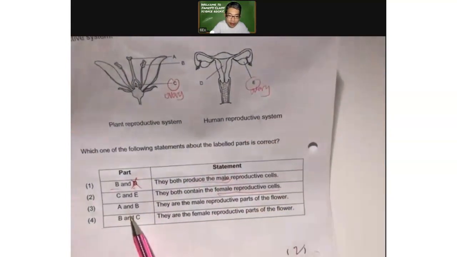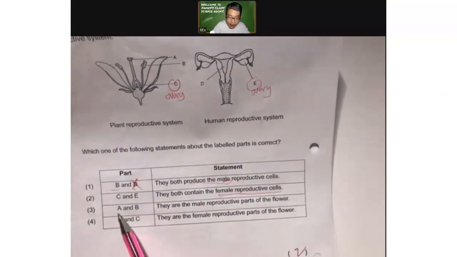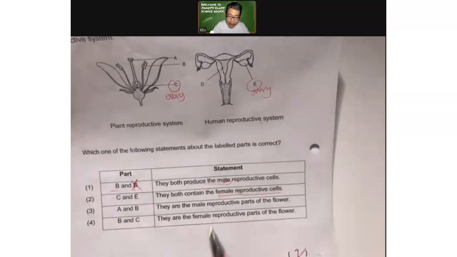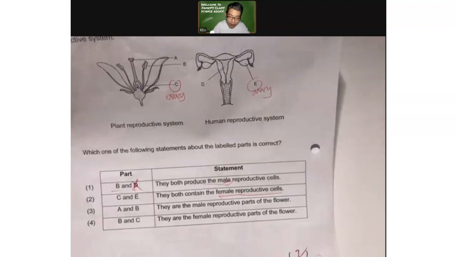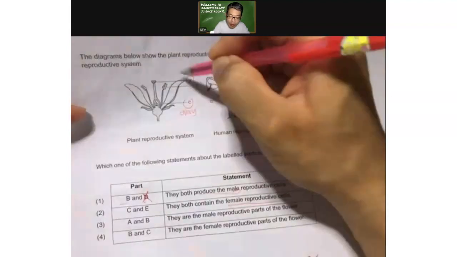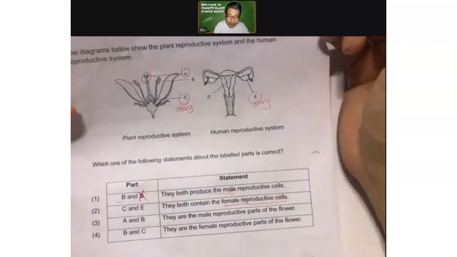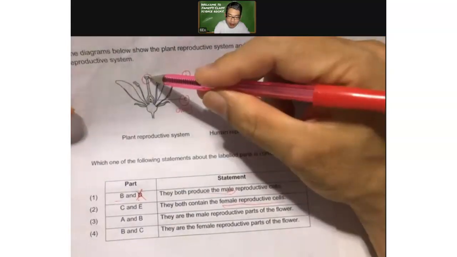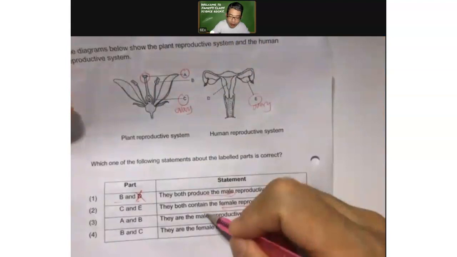If you have chosen answer 3, what's wrong with 3? 3 says A and B are both the male reproductive parts. Again, this is wrong because this is the female part, the stigma. This is not the male part. This is the female part, not the male part. So therefore, when you say both are the male part, that's definitely wrong.